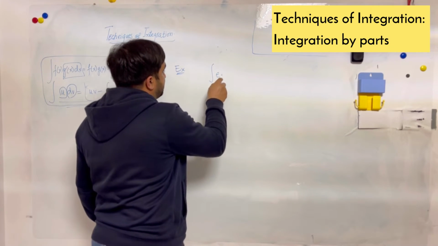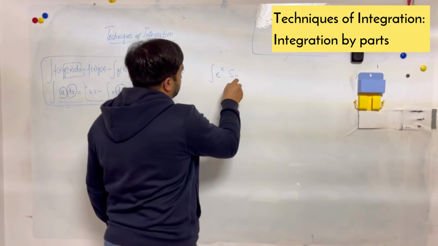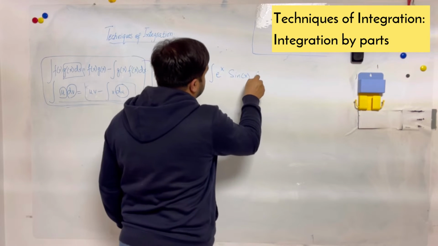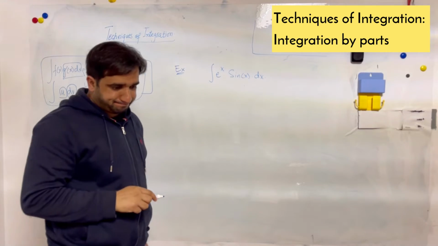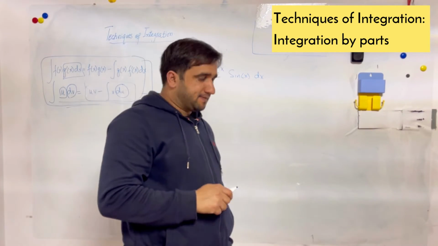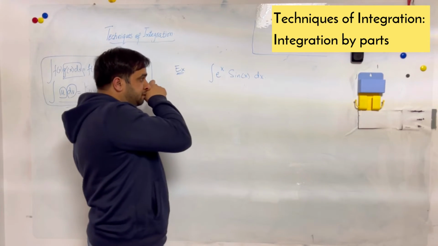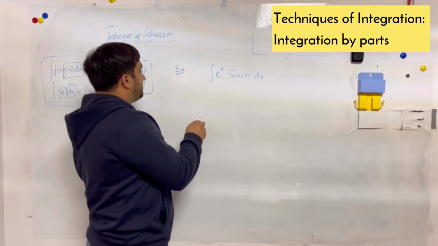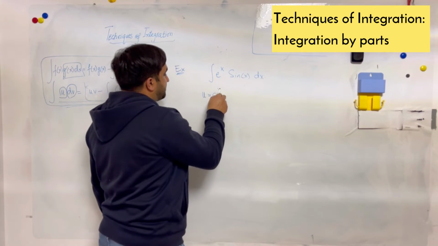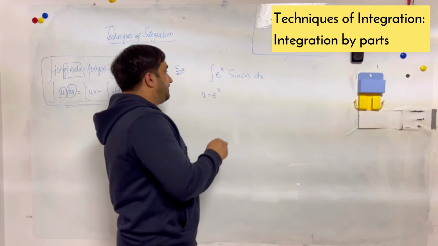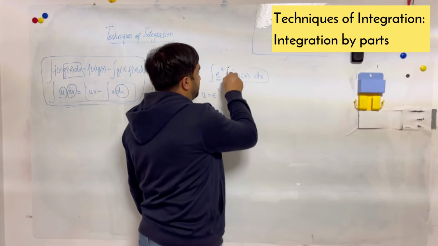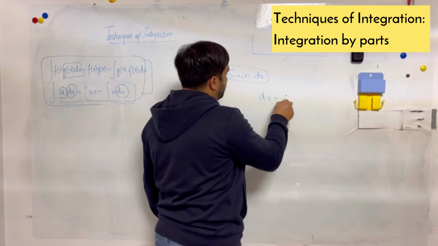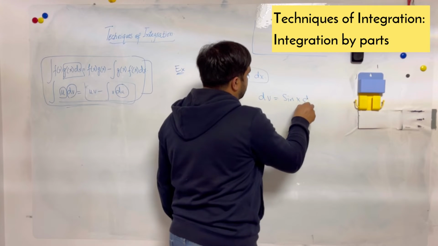Suppose we have the integral of e raised to the power x sine of x dx, and we are assuming u is equal to e raised to the power x. If it is u, then the rest is dv. So dv will be sine x dx.